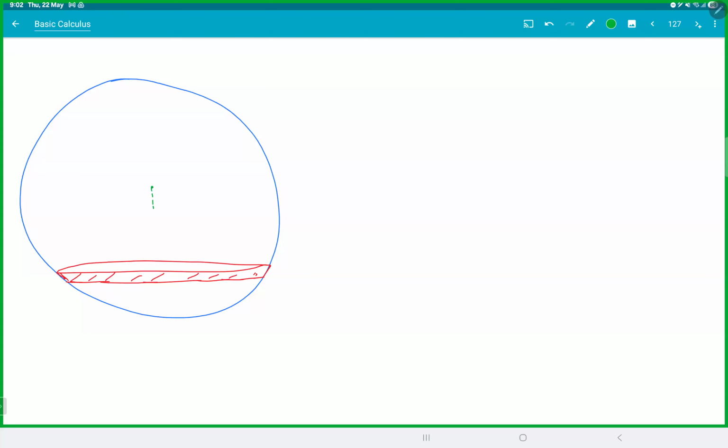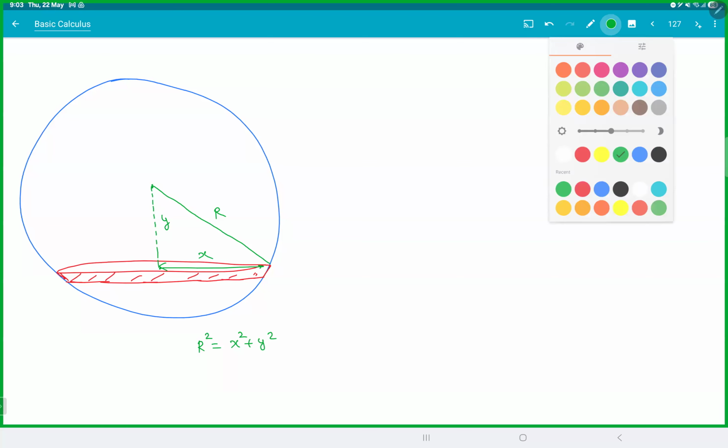So from the center, let this height be y, and let this distance be x, and this is the radius r. You can clearly see Pythagoras. This is x. This is r. So r square is equal to x square plus y square. Keep this aside. We're going to use this. You're getting it somewhere? Okay.